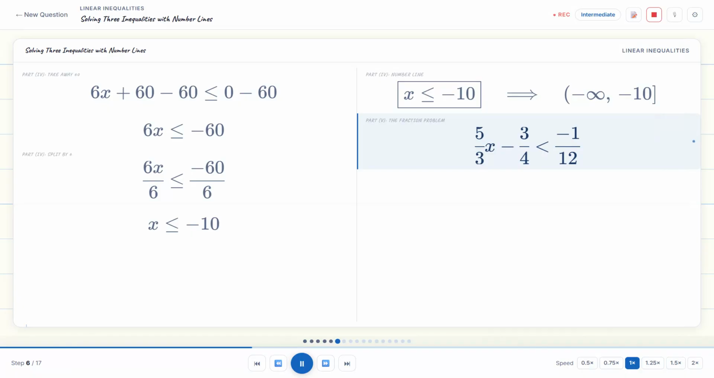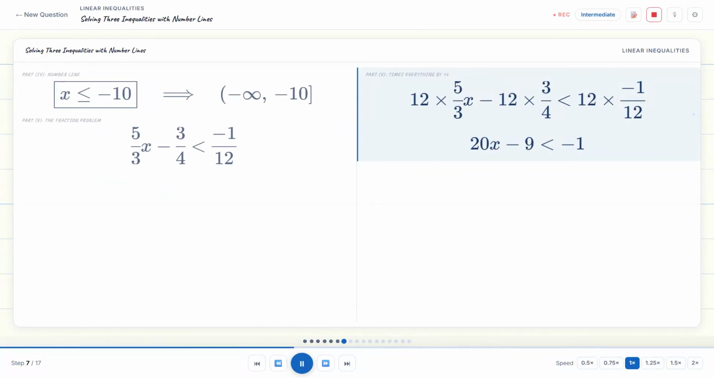Now let's look at part 5. This one has fractions, but don't worry. We can get rid of all the fractions in one smart step. We times every part by 12 because 12 is the smallest number that 3, 4, and 12 all go into nicely. 12 times 5/3 x gives 20x. 12 times 3/4 gives 9. And 12 times negative 1/12 gives negative 1.